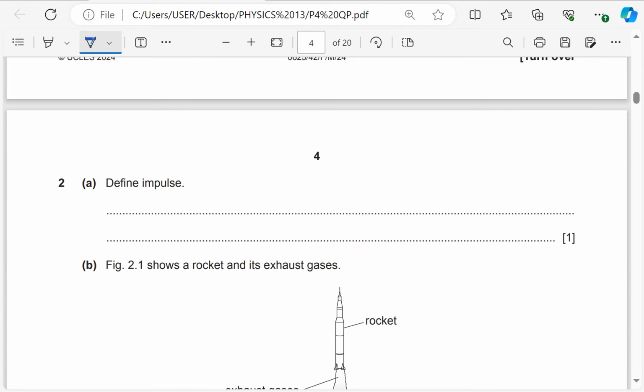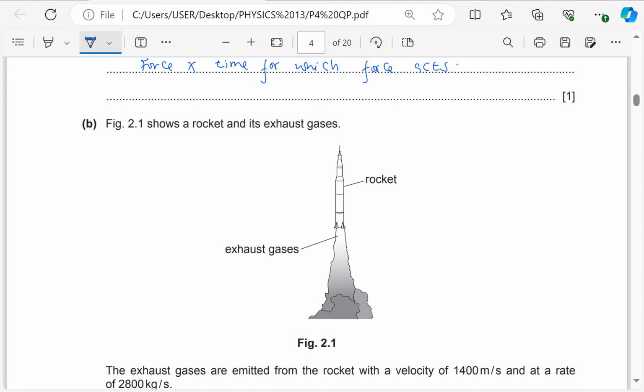Define impulse. Of course, we know that force is equal to the rate of change of momentum. So when I multiply both sides by t, I have force times t is equal to the change in momentum, and this is the same as impulse. So impulse is the product of force times time, or impulse is the change in momentum. Force times the time for which the force acts, that is impulse.